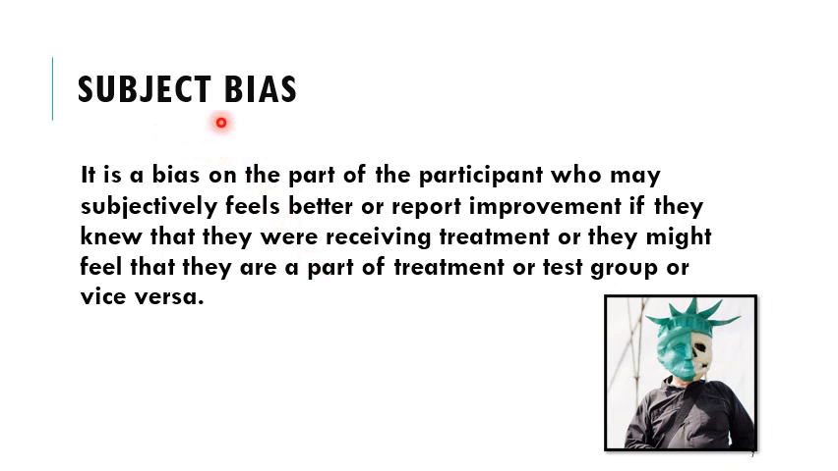Subject bias. Subject bias means if I select a patient for the study and tell that patient, you are a part of the test group, I will give you a new drug, and I tell the other person that you are a part of the placebo group, what will happen? Automatically the subject will start feeling improvement, that I have been given a new drug. He may feel better or he may feel deteriorated. So the subject will create a bias in the information. If they know that they are part of the treatment or test group or vice versa, they will create bias in the study. So this subject bias or interviewer bias can be eliminated by blinding. This we will be discussing in the forthcoming slides.